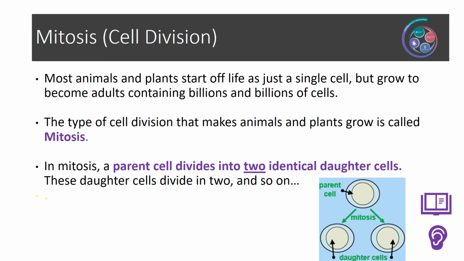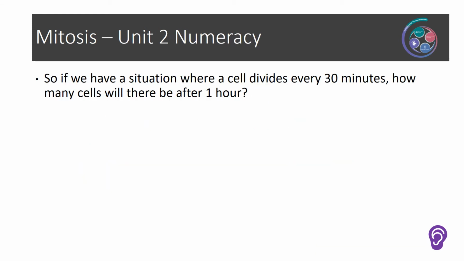Again, this is a read-only slide, but feel free to take any information and/or diagrams if you feel they will help. The diagram here, to explain it, we have one parent cell which divides into two identical daughter cells. Each of these cells would then go on and divide into two more identical daughter cells, and so on and so on. So if we have a situation where a cell divides every 30 minutes, how many cells will there be after 1 hour? This is where the numeracy comes into play.